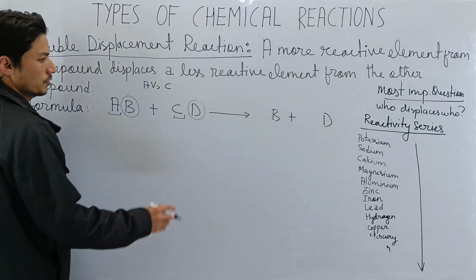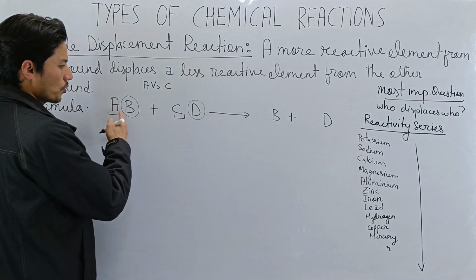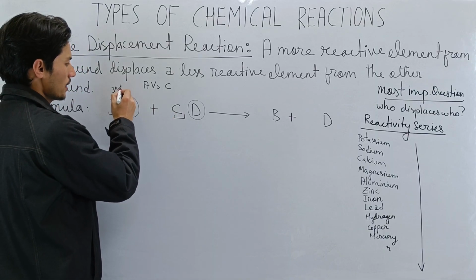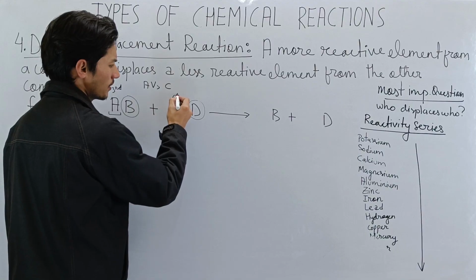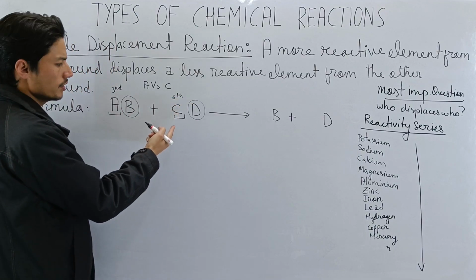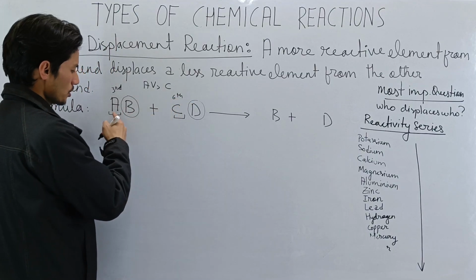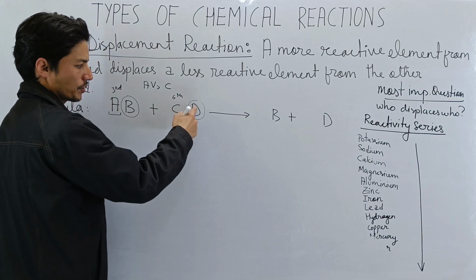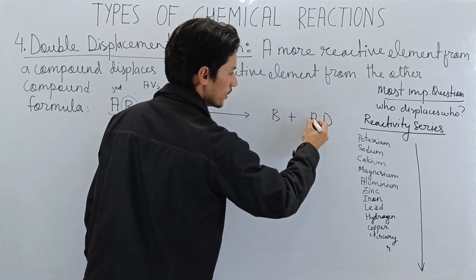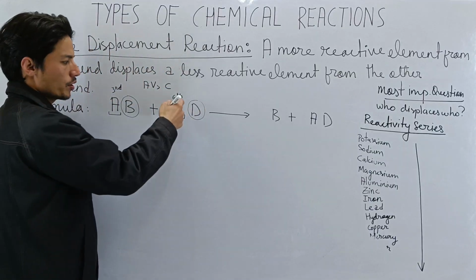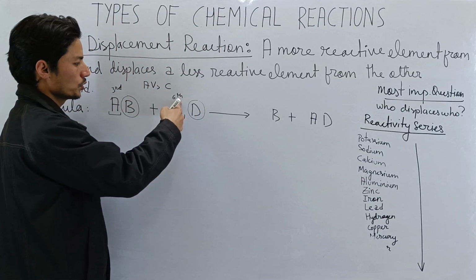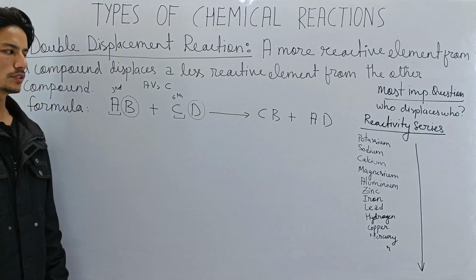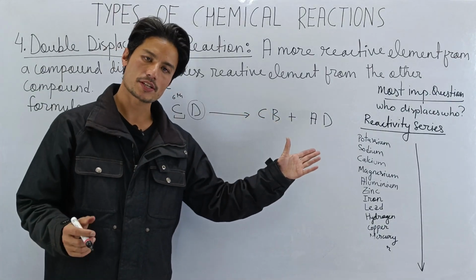So remember, what do we get here? A is more reactive than C. Let's say A's rank is 3 and C's rank is, let's say, 6. So A is more reactive than C. So A will displace C. So A will go here and displace C. It will tell C to go away, and A will react with D. So A will come here. And then C gets displaced. Where will C go? C will go and take the place vacated by A. So C will come here. So this is how double displacement reaction works.